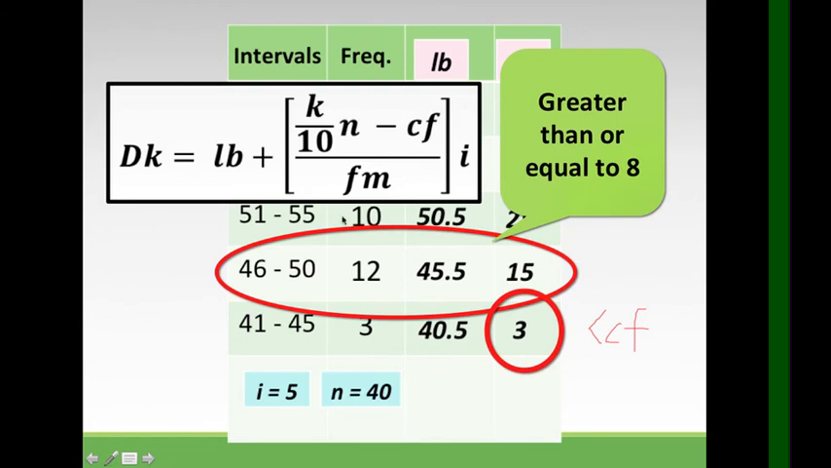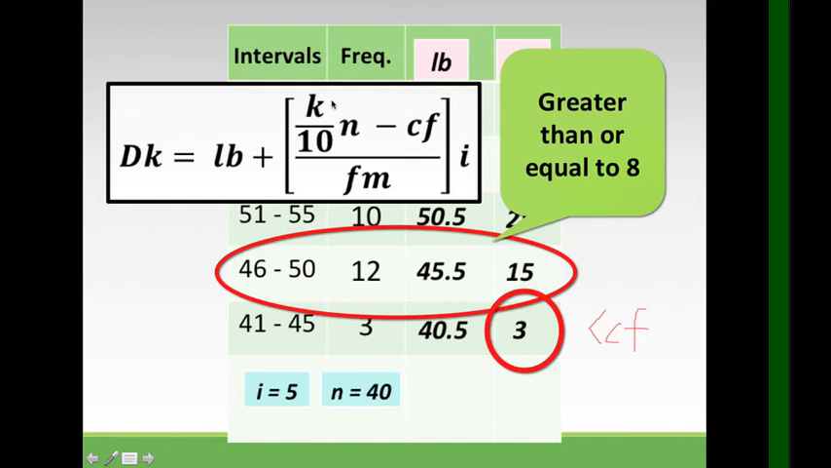The lower boundary here is 45.5. K over 10 times n is equal to 8. Ito yung nasolve natin kanina. Minus CF is 3 over FM, which is 12. Ito yung frequency, no? Ito yung frequency mode. So, 12. And i is equal to 5.